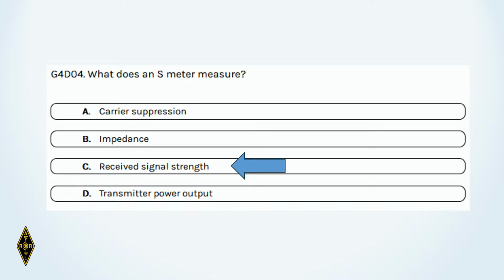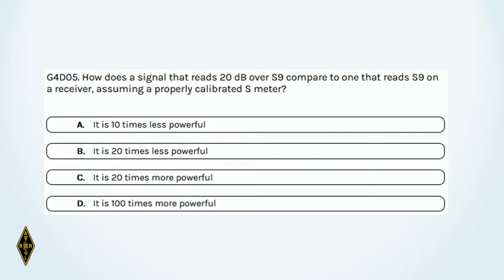Charlie. Yep. And how does a signal that reads 20 dB over S9 compare to one that reads S9 on a receiver, assuming a properly calibrated meter? So 10 dB, if you remember, is 10 times, and 10 plus 10 would be 20. So 10 times 10, I'm going to give you this one, it's 100 times more powerful. Something that is 20 dB more is 100 times more powerful.